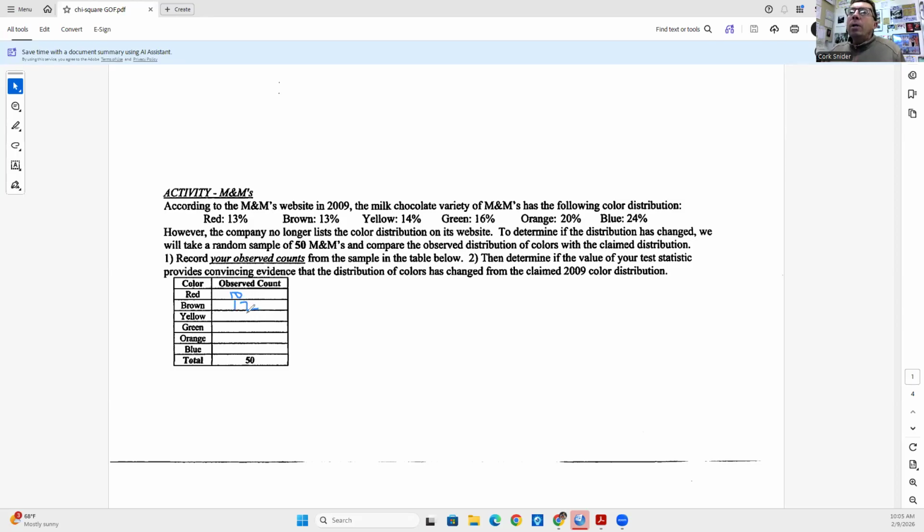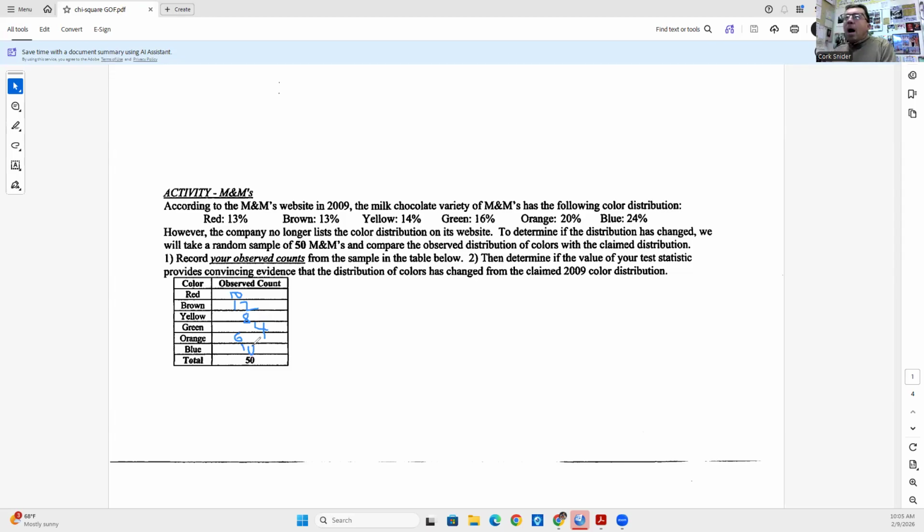Let's say yellow was 8. So now I'm up to 30. Let's say green was 4. And let's say orange was 6. So what am I up to? 30, 40, and then blue was 10. There we go. Blue was 10.